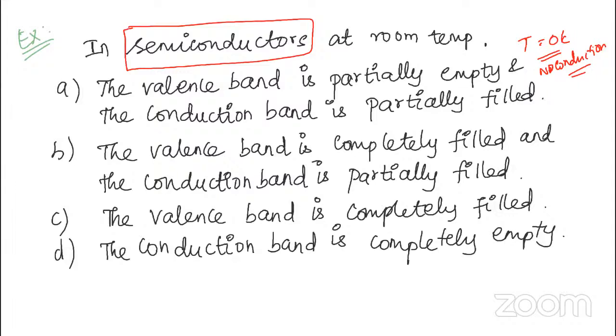So here they are asking about room temperature. For room temperature, what will be the condition? Here it is the valence band and here it is the conduction band. The electron movements will be partially filled. So the electrons here will travel and settle down in the conduction band. So when the atoms' electrons are located in the conduction band, automatically the valence band should be partially empty.